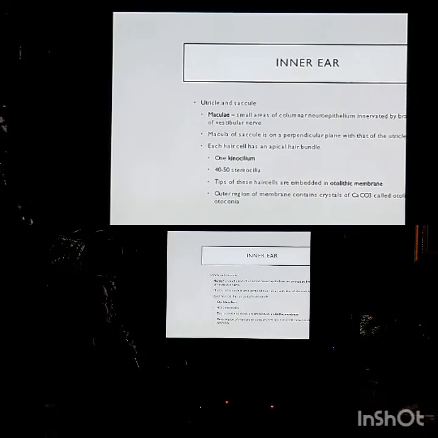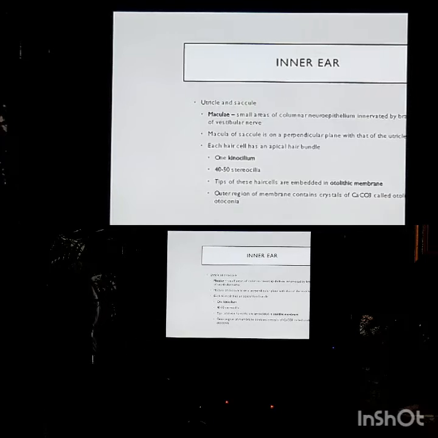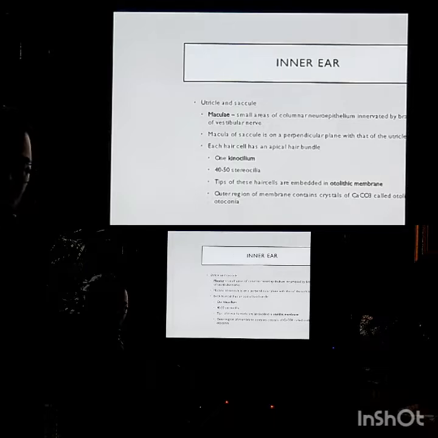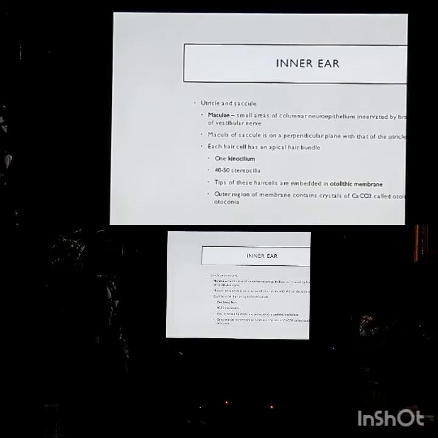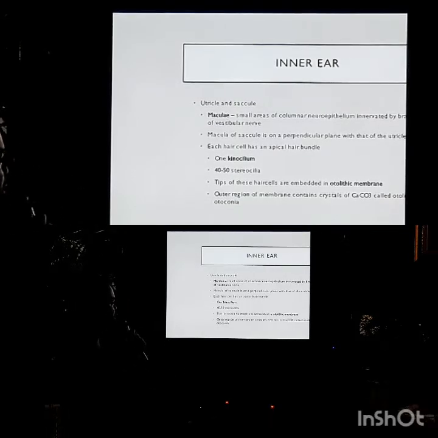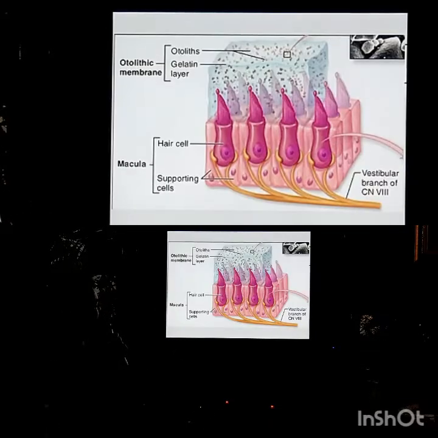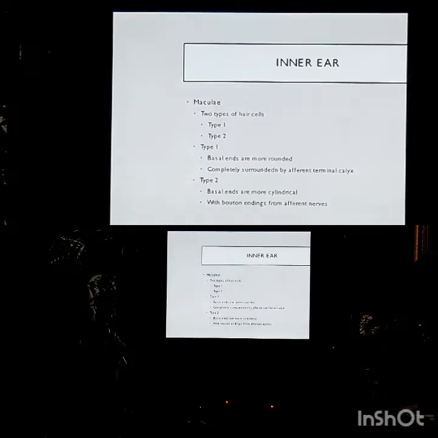So remember that the hair cells are the mechanoreceptors of the inner ear. For the utricle and saccule, you have the macula, which is their functional part. And the macula has several hair cells. And each hair cell has an apical hair bundle embedded in the otolithic membrane. That's what you have to remember for the utricle and saccule.